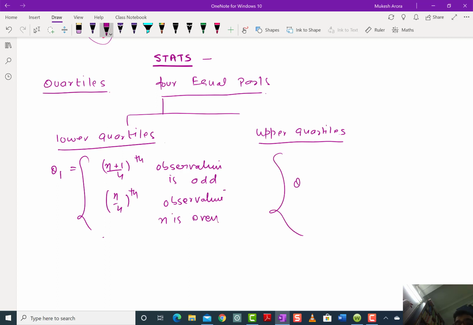Then we have Q3. Q3 is the 3(n plus 1) by 4th observation when n is odd, and the 3n by 4th observation when n is even.